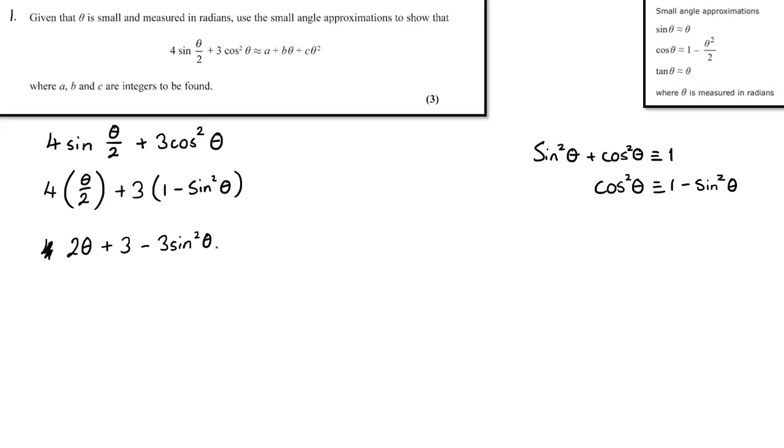All we need to do now is use our approximation for minus 3 sine squared theta. Like we just said, sine theta is approximately theta, so sine squared theta will be approximately theta squared.